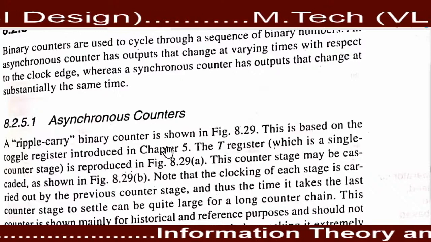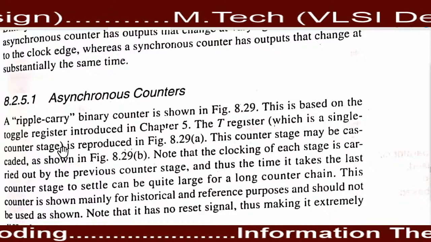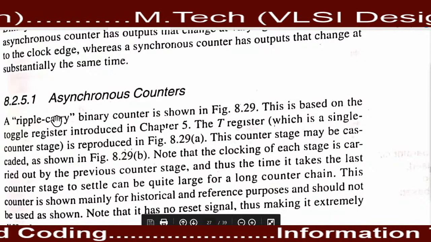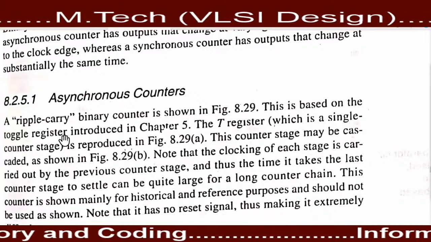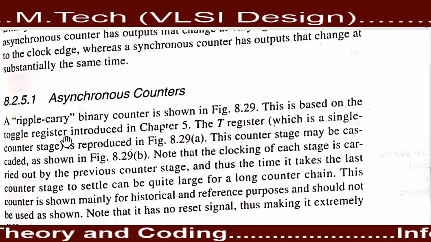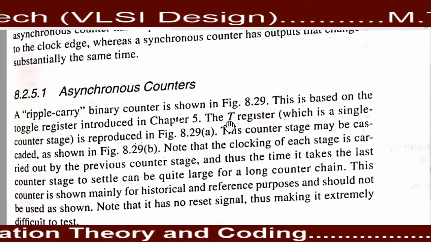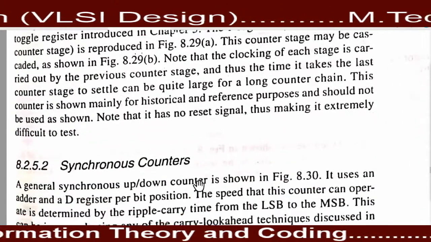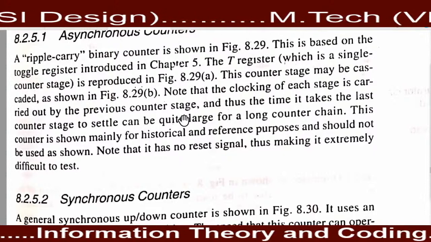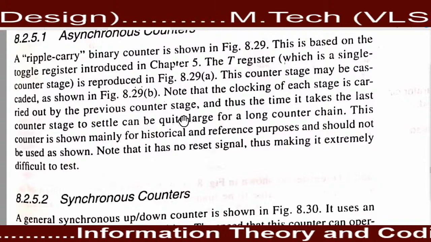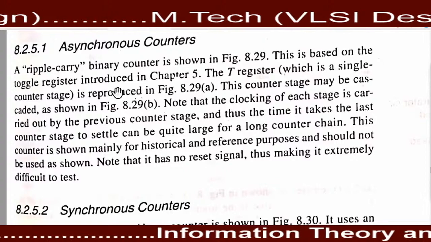Here, according to your reference book, the theoretical part of the asynchronous counter is represented. It is also known as a ripple carry counter, or a binary counter, or an asynchronous counter. This type of counter is made by using T-type flip-flops. In this counter, the output of one flip-flop is provided as the clock pulse for the second flip-flop. That's why the speed is less in this type of asynchronous counter.